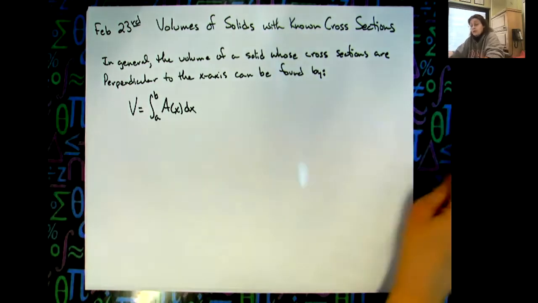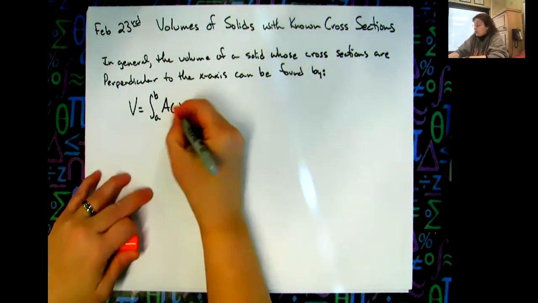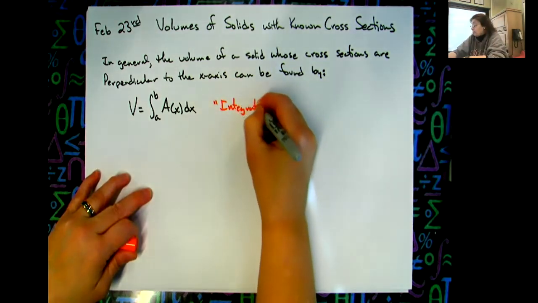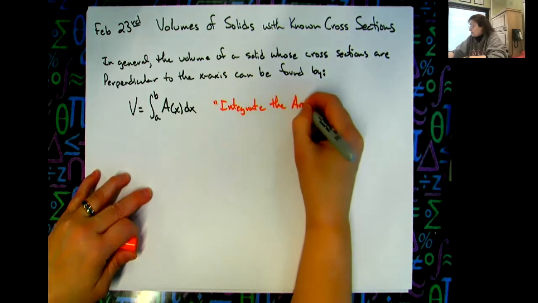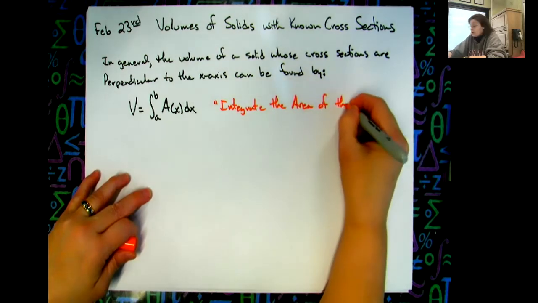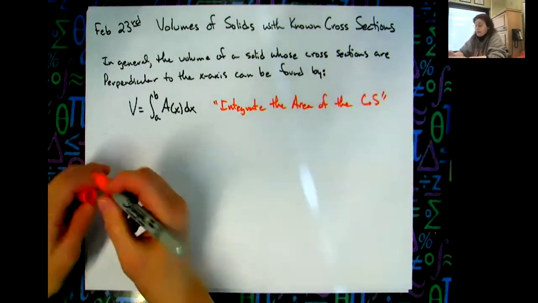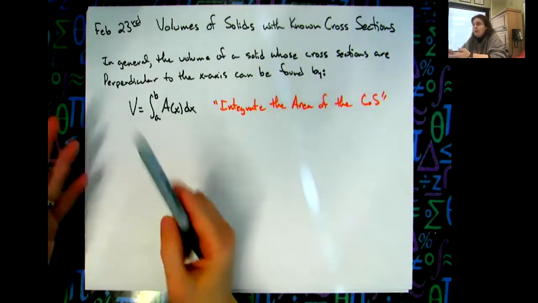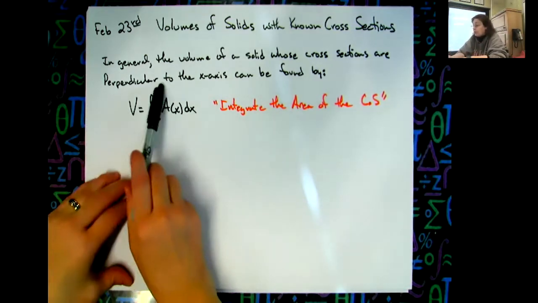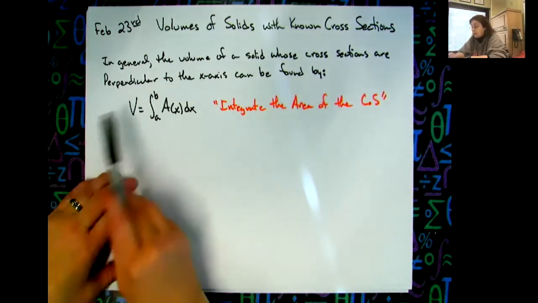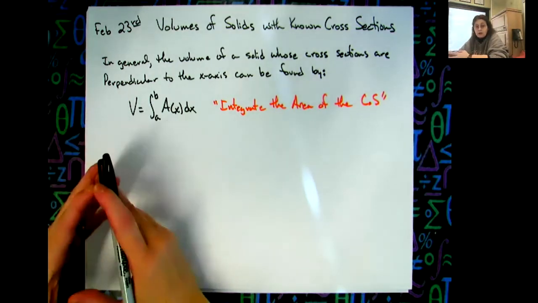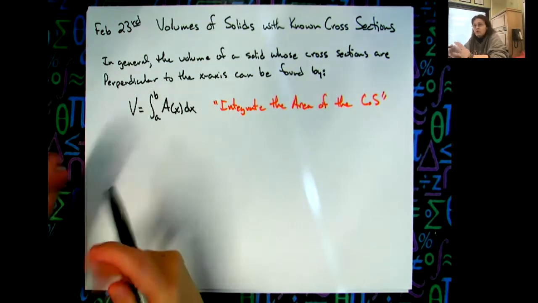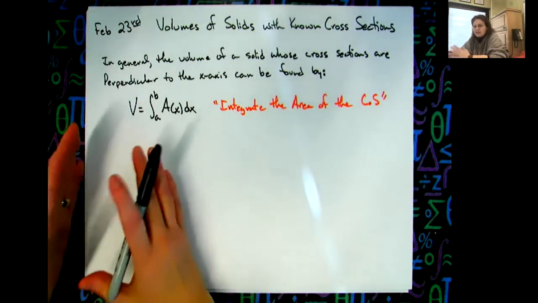Okay, so since I said that, let's actually write that down. This is translating into integrate the area of the cross section. I'm going to do CS for cross section. Now, primarily in your homework, maybe one or two challenge questions are perpendicular to the y-axis. But for the most part, if you see this question on the AP test, it's going to be perpendicular to the x-axis. Just an overall general thing, because this is just like Calc 1.